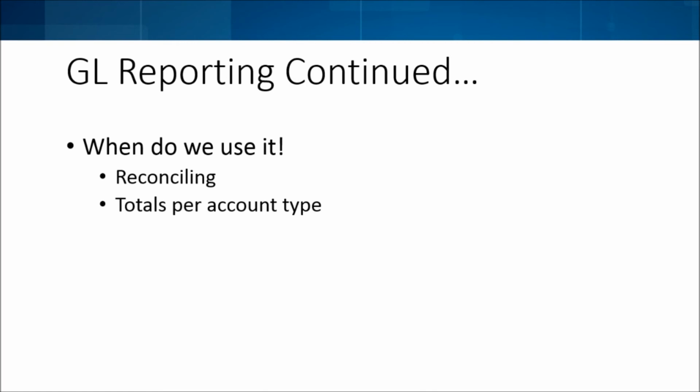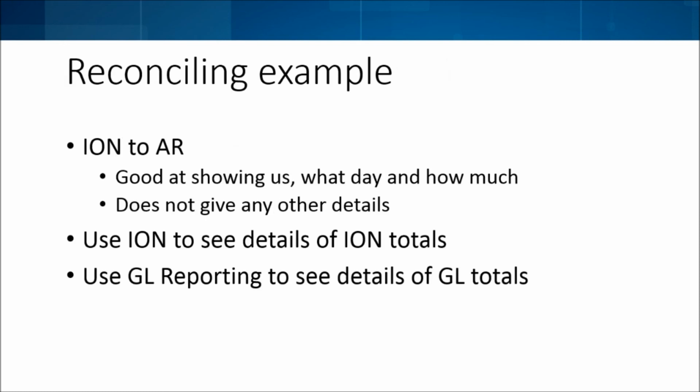But then it also got more difficult if you had more than one AR account. Say you had 3 of them, the reconcile tool looked at all 3 of them together and gave you one total, so you didn't know really which one was off. So that's where the reporting tool was very useful. Again, the reconcile tools are great at showing us the daily amount and the discrepancy, but that's about it. We had to then use ION to see the details of what the ION total came from, and now we have this GL reporting tool to see our GL total.